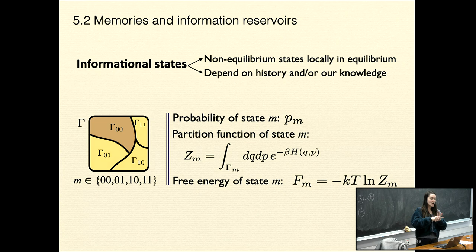So I have an ensemble of microstates, and I'm gathering some of them together to build an informational state. Another set of these microstates together gives another informational state. So I'm splitting my full ensemble this way to obtain, in this case, four informational states.